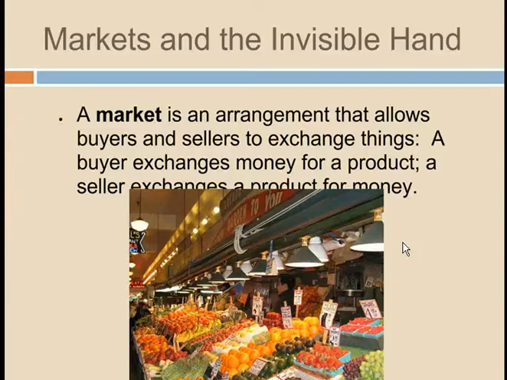But what we're moving into now is the different types of markets that exist and the type of economic system that the United States uses. A market basically is just a place where buyers and sellers exchange things. Usually you're buying a product and you're going to give them money, so it's very straightforward.